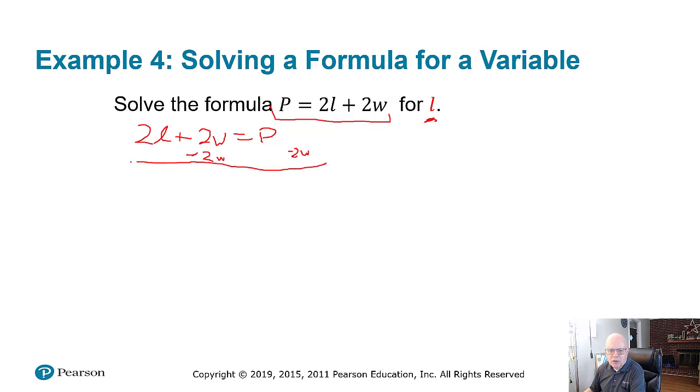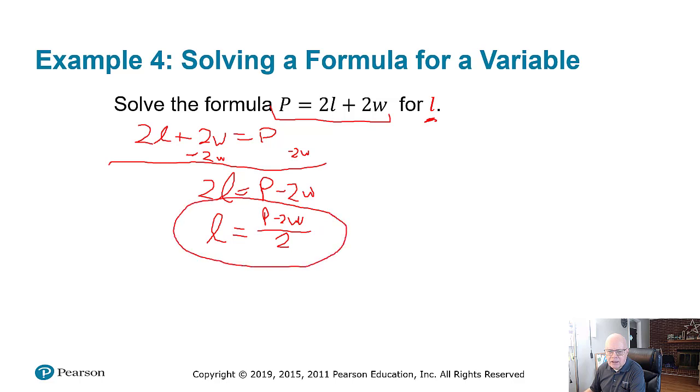Minus 2W. What do I have so far? I've got 2L equals P minus 2W. Well, that's not quite L. We need to divide both sides by L. Or, excuse me, by 2 to get L. So P minus 2W over 2. And that is the original formula solved for L.